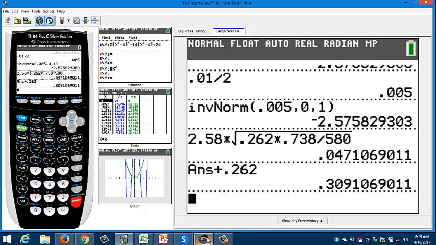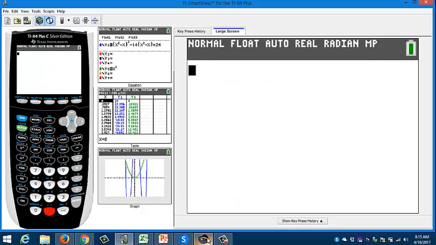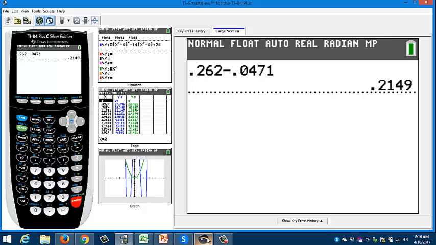Huh. And what would the lower bound be? I guess it would be 0.262 minus 0.0471, right? So the lower bound is 0.2149. And now I'm just comparing that to the one we had before, right?